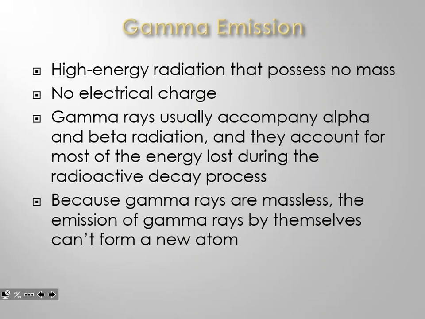They are massless, so they don't really change the element at all. However, what you'll see with gamma is that it usually accompanies an alpha or beta decay, where an alpha particle or a beta particle breaks off. You'll see a gamma ray also coming off in that process. So these usually happen with alpha and beta decay. They don't typically happen on their own.